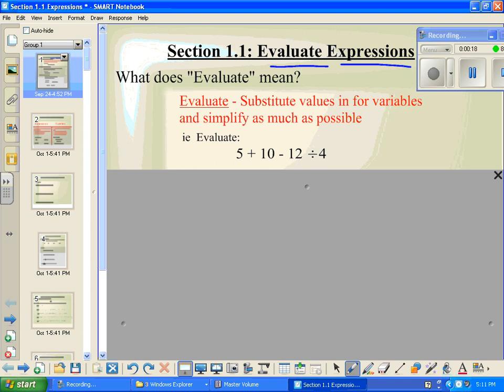Here's the definition I would like you to write down. Again, anything in red, I also always want you to jot down your notes, so start by writing that down. Evaluate means substitute values in for variables and simplify as much as possible. I'm going to make it even simpler than that.